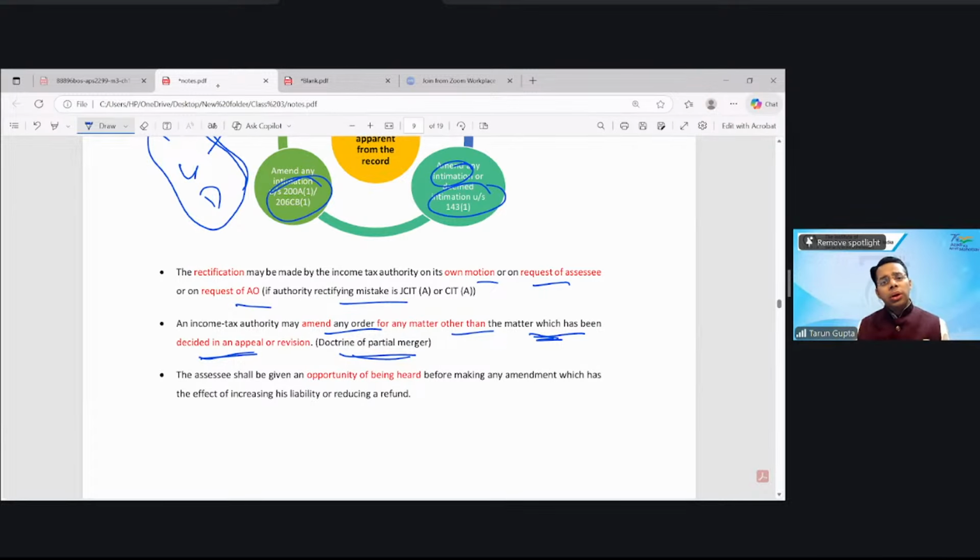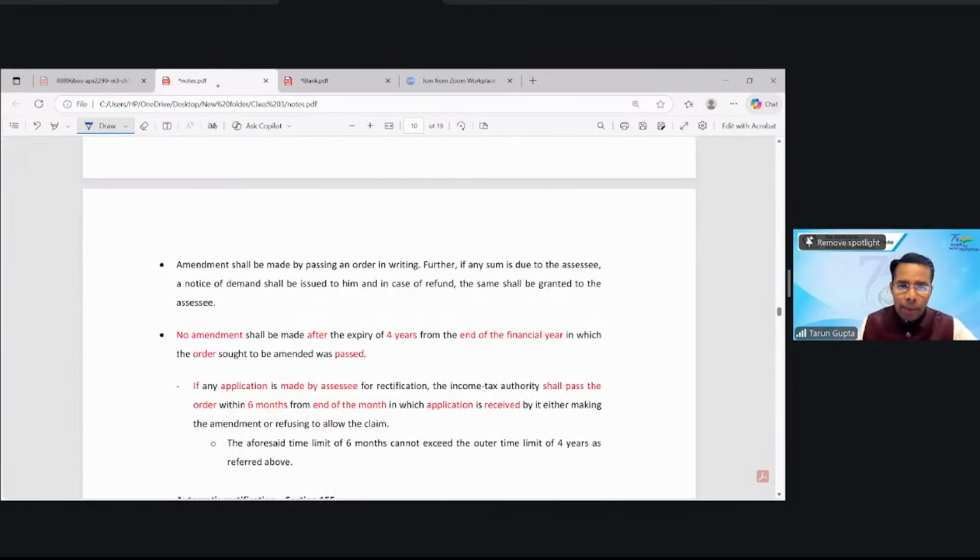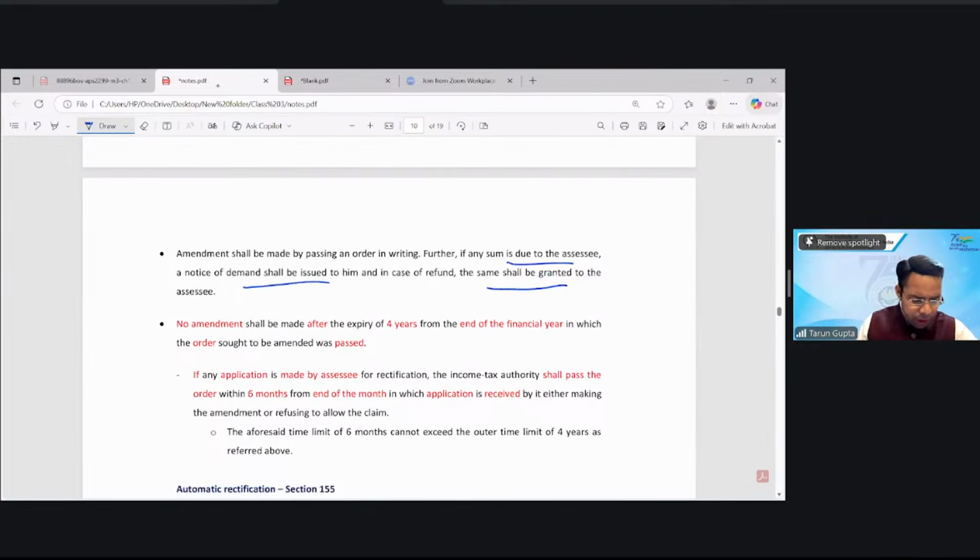So if you know the provision, you know how to deal with the income tax authorities. The assessee shall be given an opportunity of being heard before making any amendment which has the effect of increasing his liability or reducing a refund. It is called natural justice. Amendment shall be made by passing an order in writing. Further, if any sum is due to the assessee, a notice of demand shall be issued to him, and in case of refund, the same shall be granted to the assessee.